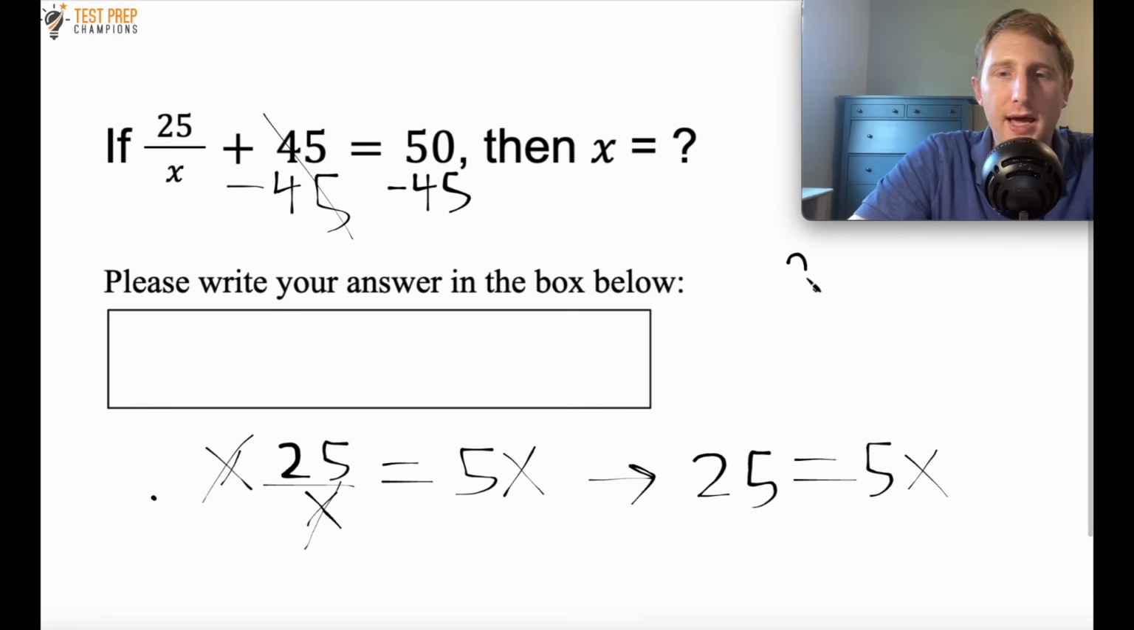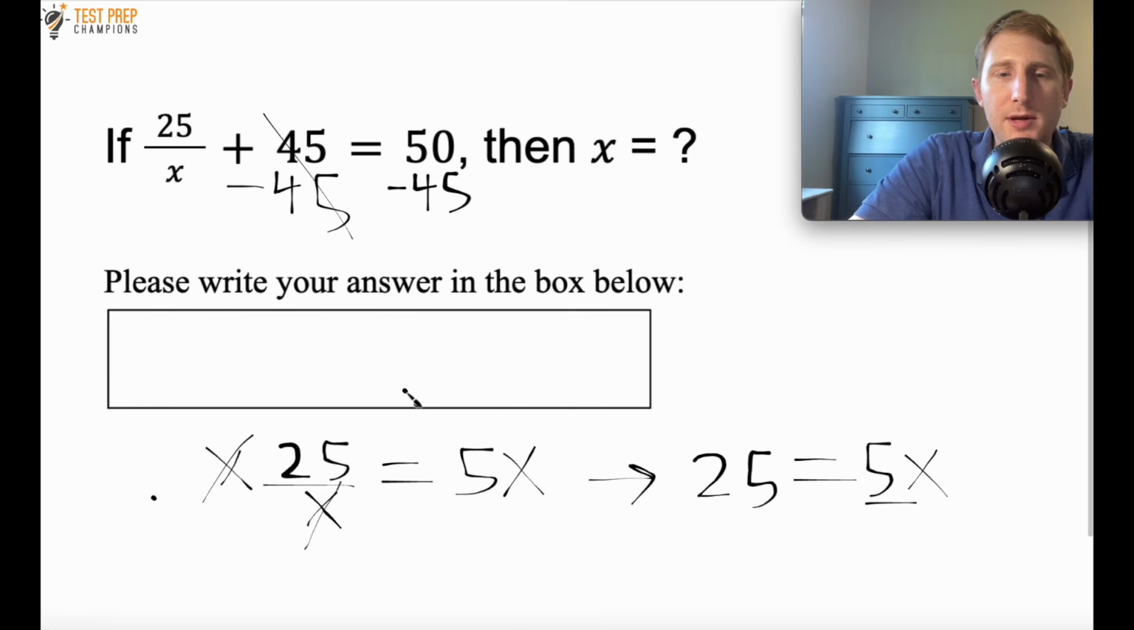So again, I had 25 over x equals 5, and what I did was I multiplied by x on both sides, and that's how I got 25 equals 5x. So now what we have to do to get the x by itself is divide by 5 on both sides. So we do that, and we see that 5 equals x, because 25 divided by 5 equals x. So we already know that the answer here is 5.